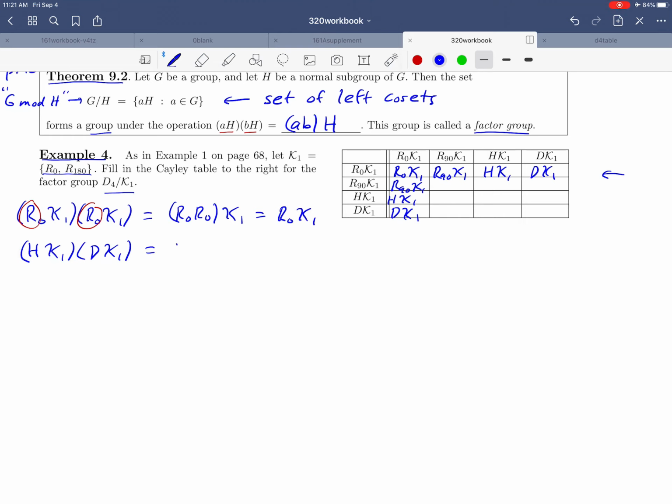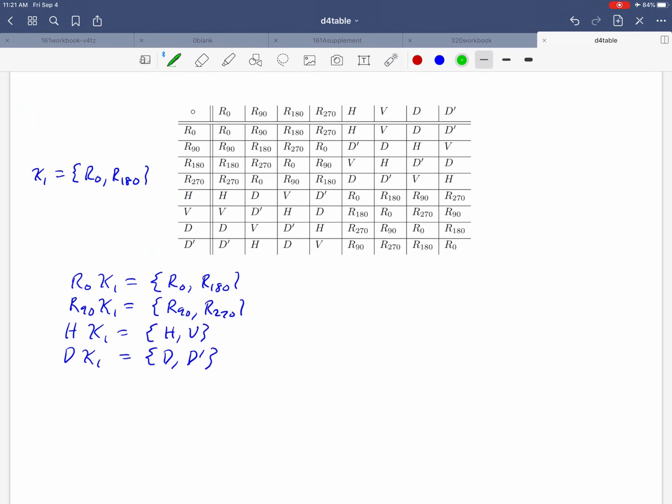Okay, well, by definition, that would be H times D times K1. But now we need to know what H times D is in D4. Okay, now we have a Cayley table back in the workbook, way back in an earlier chapter. You could maybe find that. I've got a copy of it, I'm going to flip pages on you here. Okay, so we want to know what H times D is.